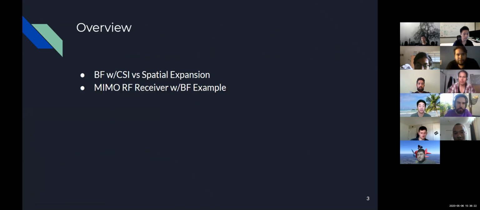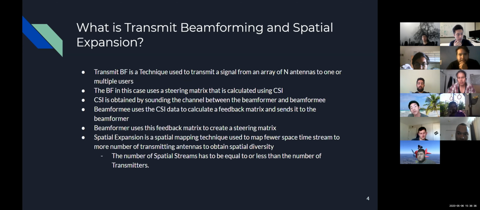So for my overview, I'm gonna be talking about the beamforming with CSI versus spatial expansion, and then I'm also gonna be talking about the other example that I worked on from last time. So what is transmit beamforming and spatial expansion?